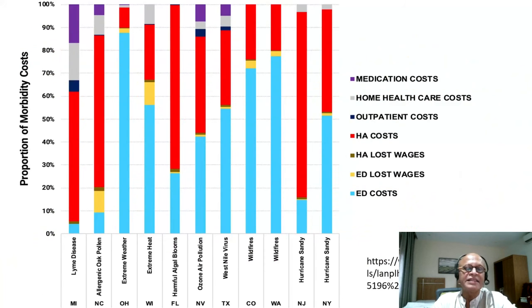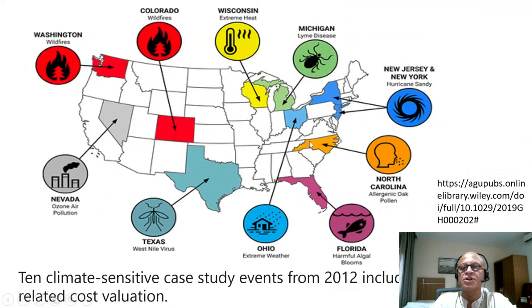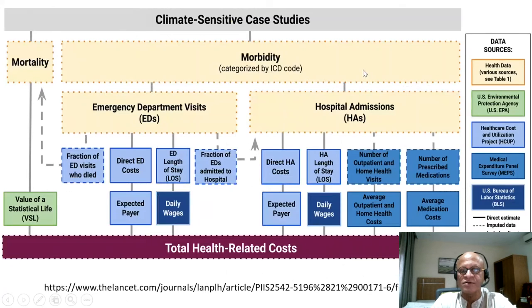Okay. Nonetheless, it did the projections of health costs, medication cost, home healthcare costs, outpatient cost, hospital admission costs, wages lost, emergency department visit costs, and so on. And proportion of morbidity costs are represented here for Lyme disease, allergenic oak pollen, extreme weather, all the way to Hurricane Sandy, because each region had a different disaster.